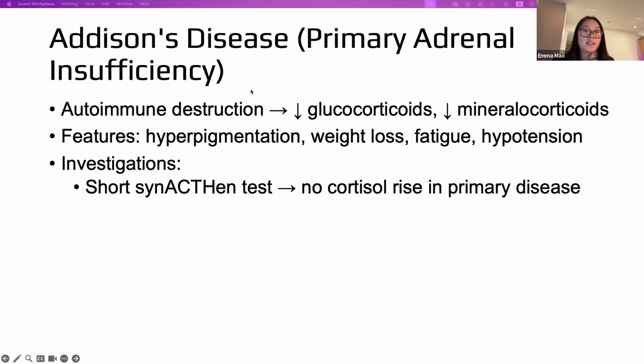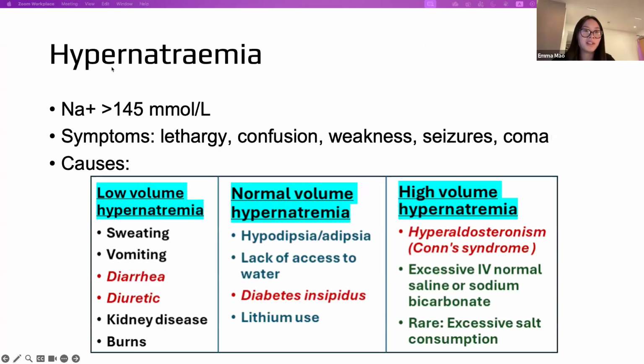Okay, and then Addison's disease, primary adrenal insufficiency. There's autoimmune destruction of the adrenals, so there are reduced glucocorticoids and reduced mineralocorticoids. Features are hyperpigmentation, often of the palms and face, and also weight loss, fatigue, and hypotension. And here is the short synacthen test. They get given ACTH, and there's no cortisol rise. So it's not a problem with the hypothalamus releasing ACTH, or the pituitary. Okay.